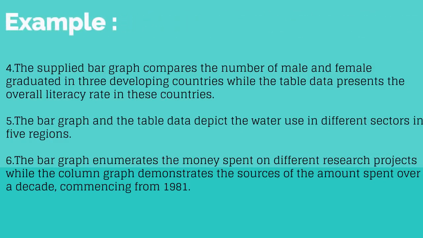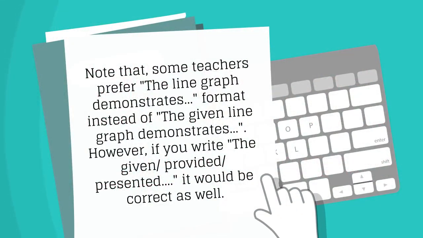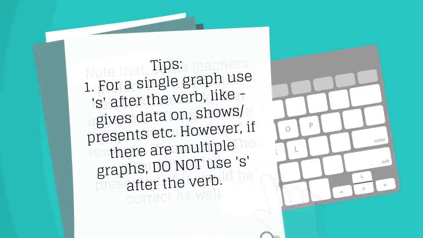5. The bar graph and the table data depict the water use in different sectors in 5 regions. 6. The bar graph enumerates the money spent on different research projects, while the column graph demonstrates the sources of the amount spent over a decade, commencing from 1981. Note that some teachers prefer the format 'the line graph demonstrates' instead of 'the given line graph demonstrates'. However, if you write the given, provided, presented.